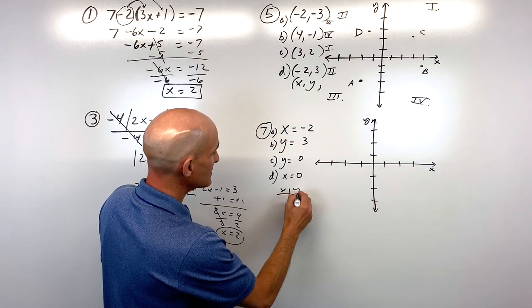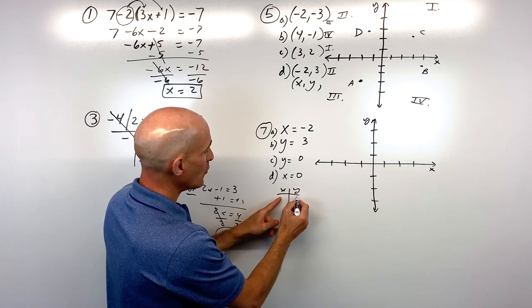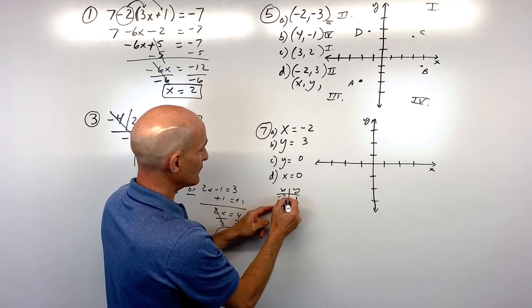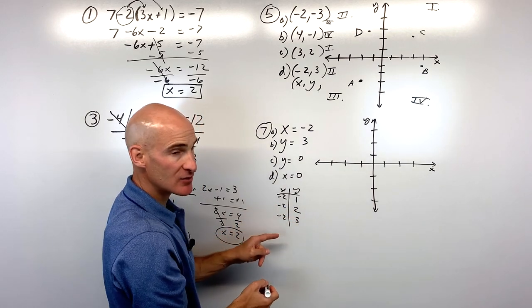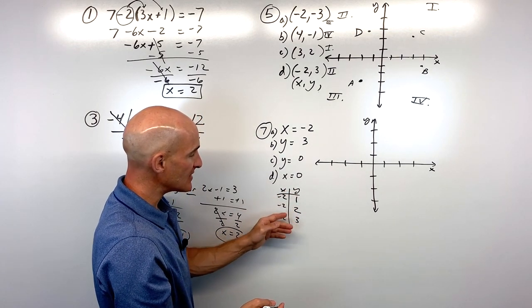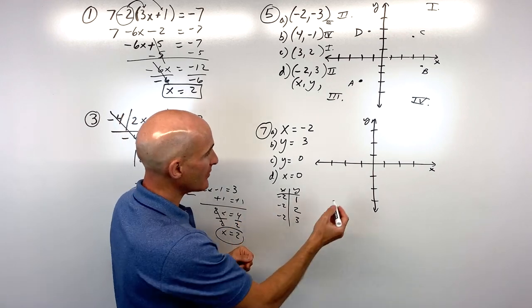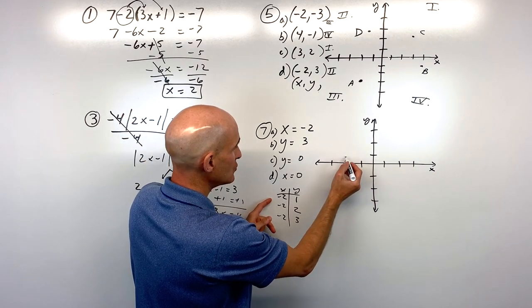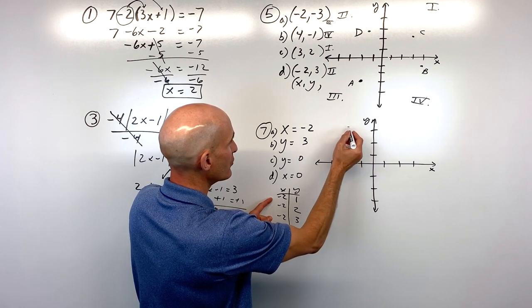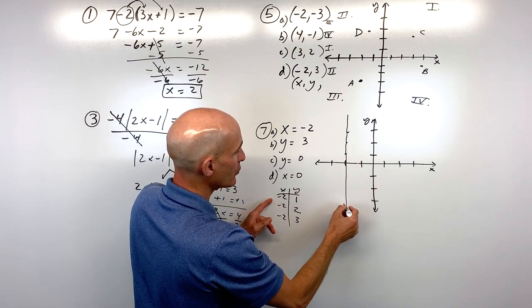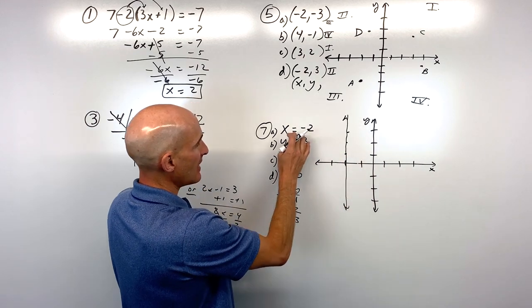So what I'm going to do is make a table, and I'm going to say, well, if y is 1, x is negative 2. If y is 2, x is negative 2. If y is 3, x is negative 2. You can see no matter what y is, x is always negative 2. If we plot these points, negative 2, 1, negative 2, 2, negative 2, 3, you see we're actually getting a vertical line, and x equals negative 2.